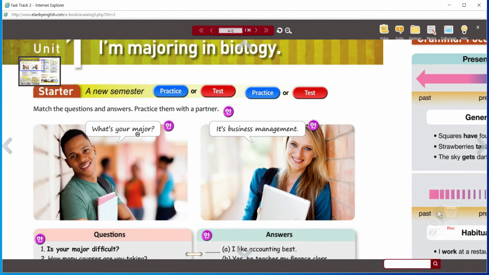Okay. So we're talking about a major. Of course, we're talking about somebody's specialized field of study. So you might be studying nursing, you might be electrical engineering, or you might be business management. And we're using a phrase like what's. We're asking, what is your major? The woman is answering, my major is business management. Or simply, it is business management.